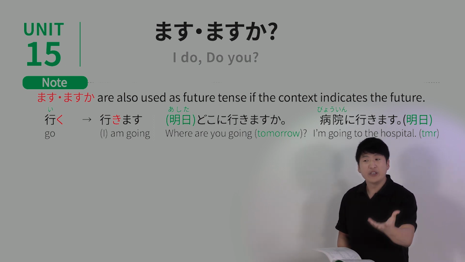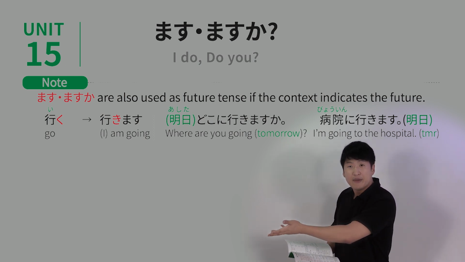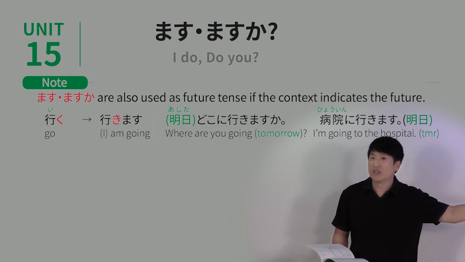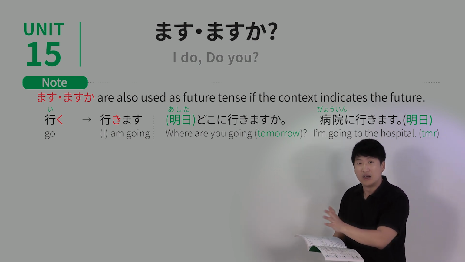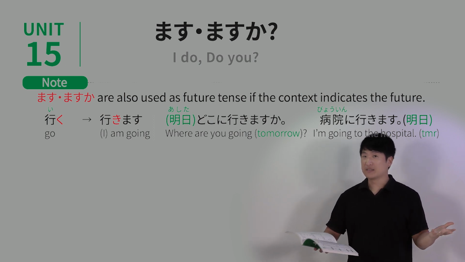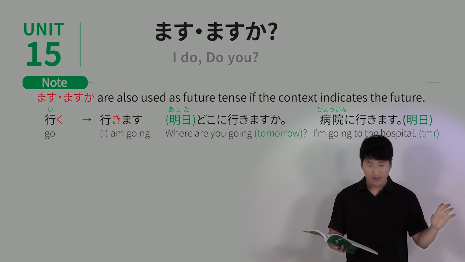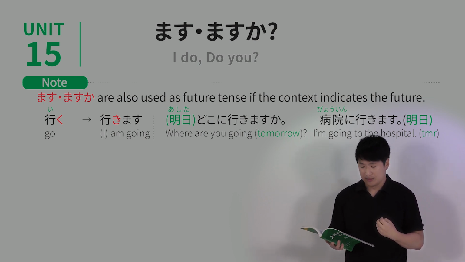If someone's asking, what are you gonna do tomorrow? Oh, I study Japanese. So in this context, he was asking, what are you gonna do tomorrow? So blank, tomorrow, I'm gonna study. So that's used as future tense, right? So that's how you use future tense in Japanese.